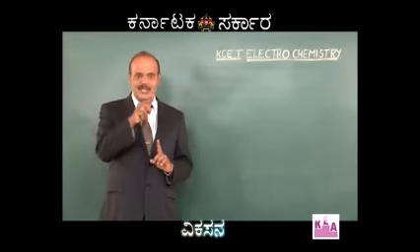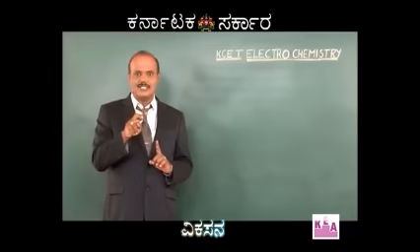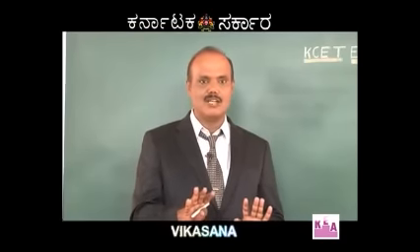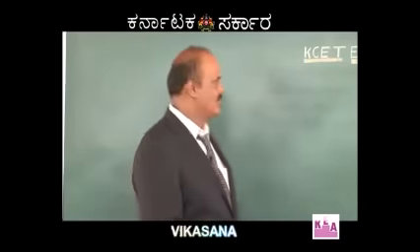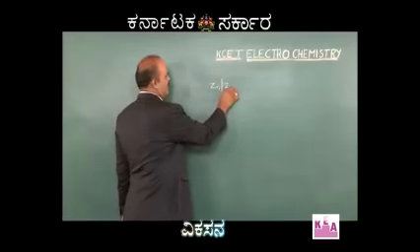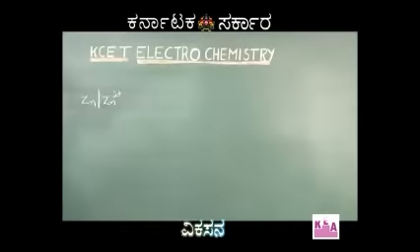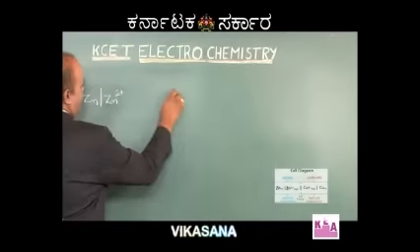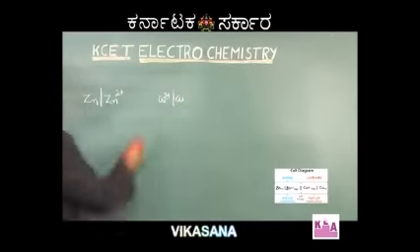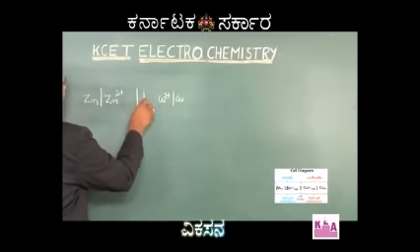Dipped is indicated by a single slash, and the salt bridge is indicated by a double slash, so that we can write the symbolic notation of the Daniel cell. So Zn is dipped in Zn2 plus. This is the anode. Again, copper is dipped in copper 2 plus. This is the cathode. These two are connected by the salt bridge.